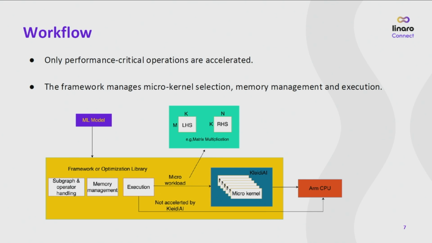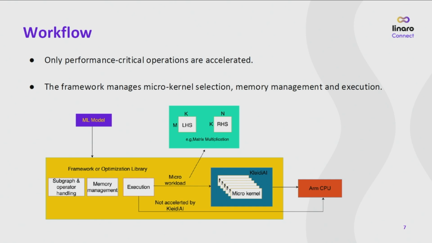By the time the flow reaches here, your convolution 2D or batch matrix multiplication operator is now broken down into smaller chunks, and at this point, it looks like just a basic matrix multiplication. That is where KleidiAI gets involved. So KleidiAI, if it's integrated into the framework to handle matrix multiplication, will now process that workload.